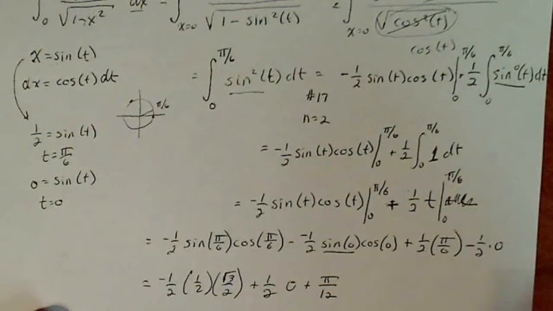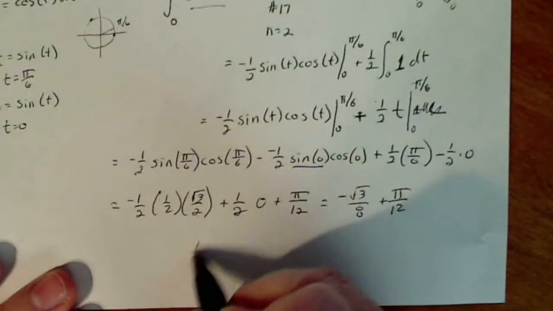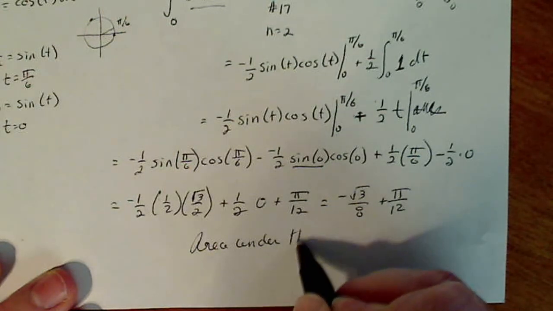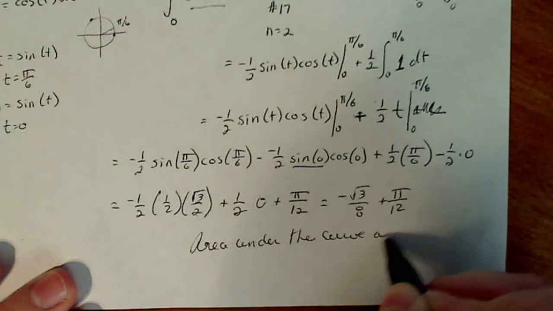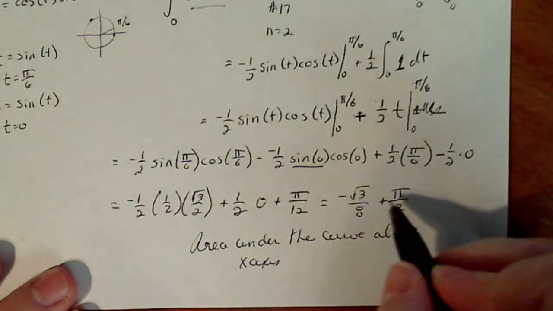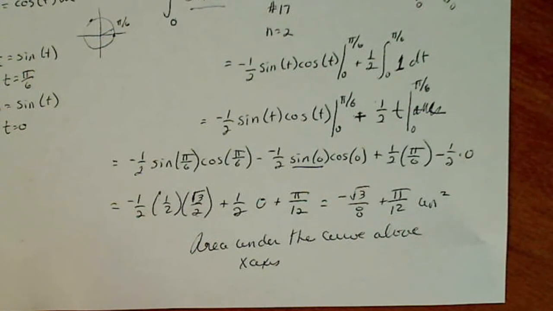Now all I'm going to do is simplify a little bit, and then we should be done. So I have minus square root of 3 over 2 times 2 is 8. So minus square root of 3 over 8 plus pi over 12. And how do we say this is the area under the curve above the x-axis. So if it's area, that's going to be some units squared. All right. If you have any questions, watch it again.